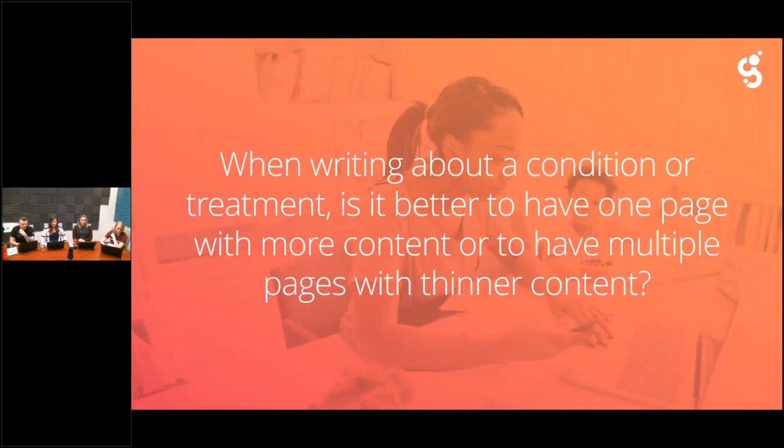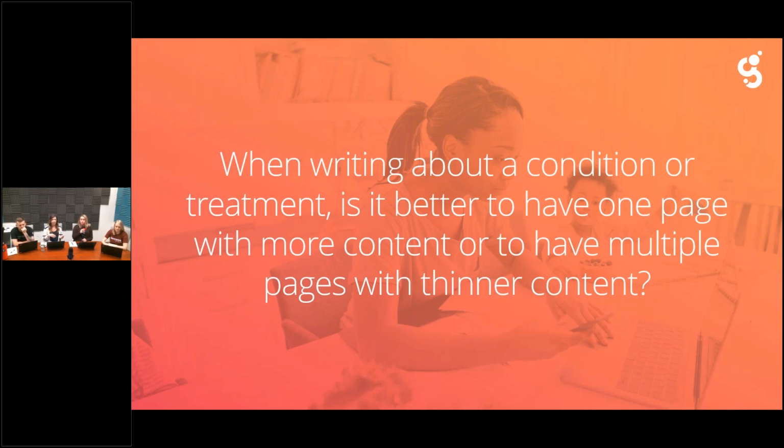All right. Our next question, we got a couple variations of this question as well. When writing about a condition or treatment, is it better to have one page with more content or to have multiple pages with thinner content? As you can probably guess, it's not a cut and dry answer. It really depends on the service line. So rather than focusing on the number of pages, I think it's important to focus on the different types of intent someone would have if they're coming to that page. I think ideally you should be able to tell a pretty comprehensive story on one page rather than trying to chunk it out into multiple pages, unless you have a strategy behind doing so.